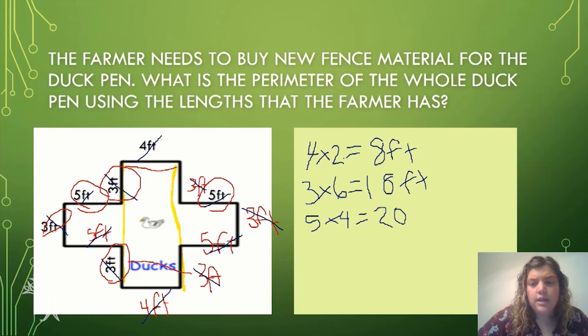Great thinking. Now what do I need to do to find the total perimeter? You're right, I need to stack up those numbers to be able to help add. So I'm going to start with my largest number at the top. So I have 20, 18, and 8. I know that 2 groups of 8 equals 16. So I'm going to put my 6 down at the bottom in my 1s place, and I'm going to carry my 10s. So I have 10 plus 20 is 30, plus 10 more makes 40. So my distance all the way around the duck pen is 46 feet.